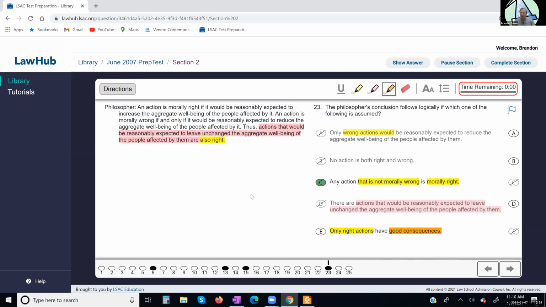Okay. So that's going to be where 23 is C. And we're going to move on. We got one more example.